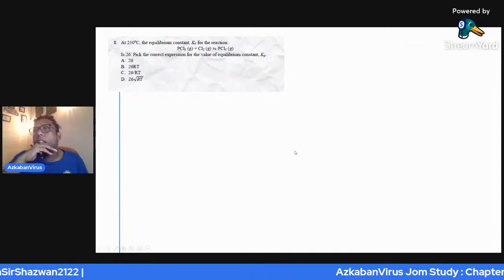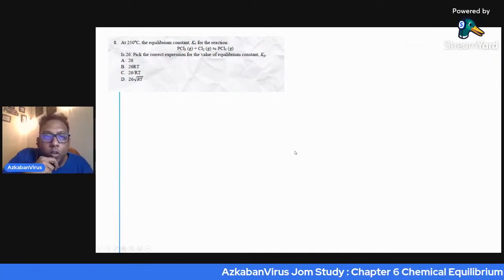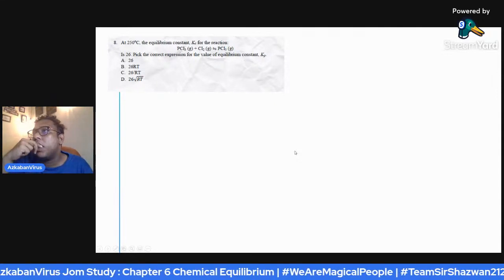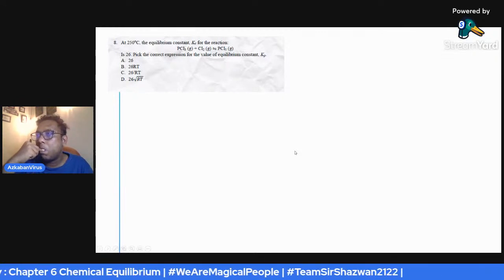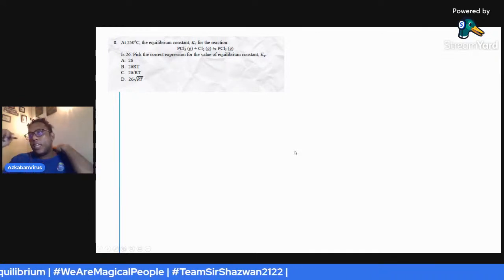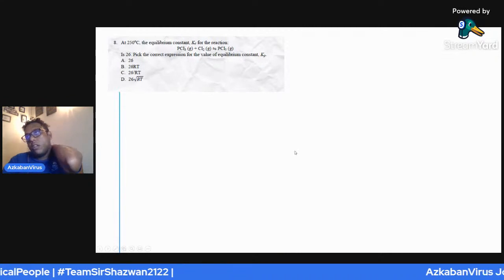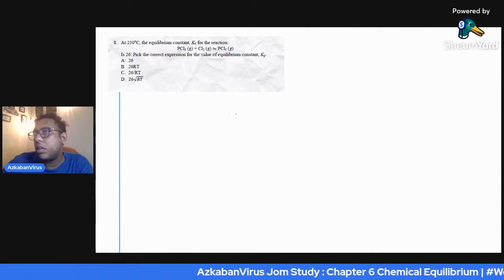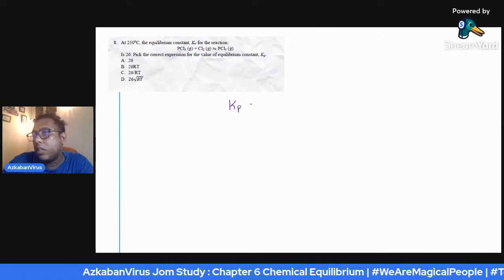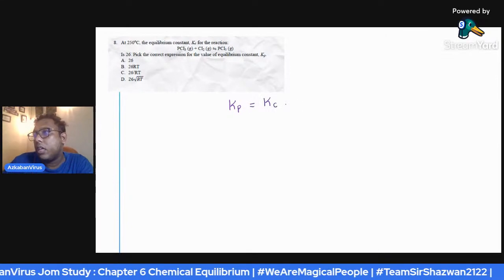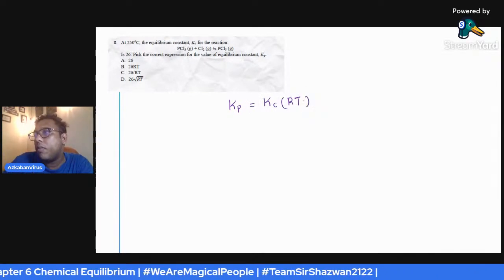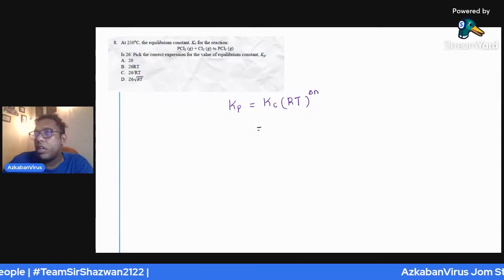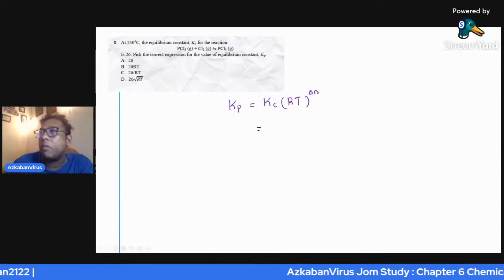Soalan 8 pula. At 250 degrees Celsius, the equilibrium constant Kc for the reaction is 26. Pick the expression for the value of Kp. Ni nak cari Kp pula. Okay, we know that Kp is equal to Kc RT to the power of delta N. Okay, so kita tahu, tengok jawapan dia dalam bentuk RT kan, so kita tak payah calculate pun.